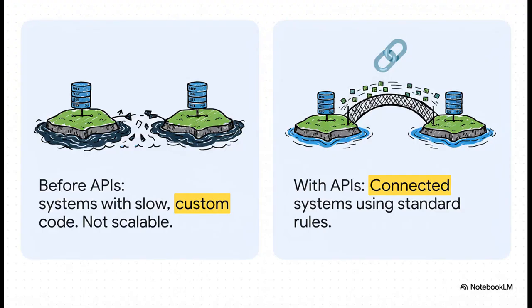And wow, this slide just lays it all out, doesn't it? On the left, you've got the before times. Total chaos. Isolated systems, which meant every connection needed its own custom code. It was incredibly slow, ridiculously expensive, and it just couldn't scale. Then, APIs came along, and everything changed. We moved to a world of connected systems that all follow standard rules. All of a sudden, development became fast, efficient, and innovation just exploded.